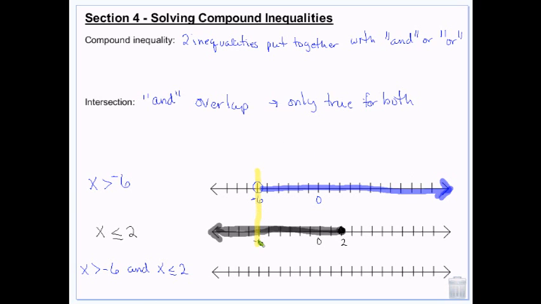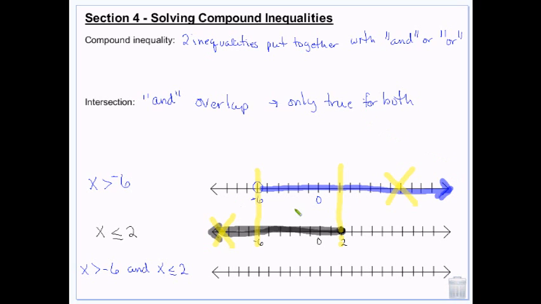Here's negative 6. Here's 2. Everything over here is going to go away, and everything over here is going to go away, because we only want the part that's and. So the part where the two graphs would overlap.